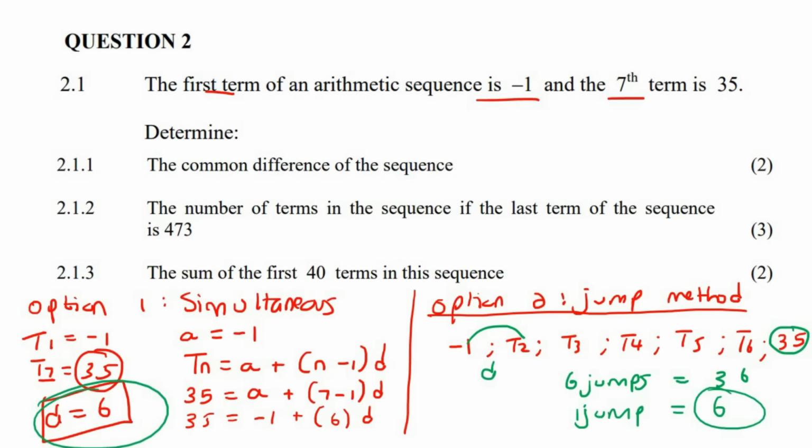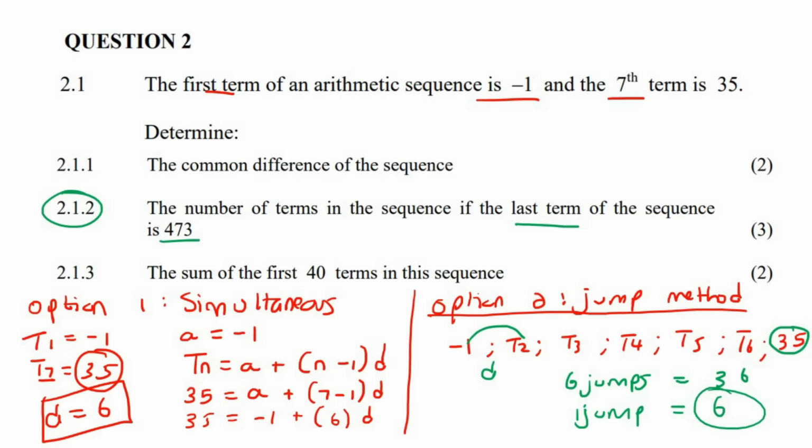And look, we got the same answer over here. So, yep, you must just choose whatever you're comfortable with. Okay, now we're going to move on to this one. It says, what is the number of terms in the sequence if the last term is 473?